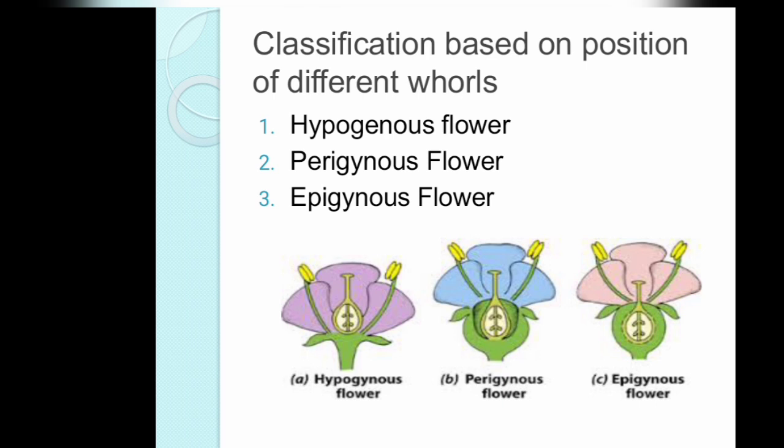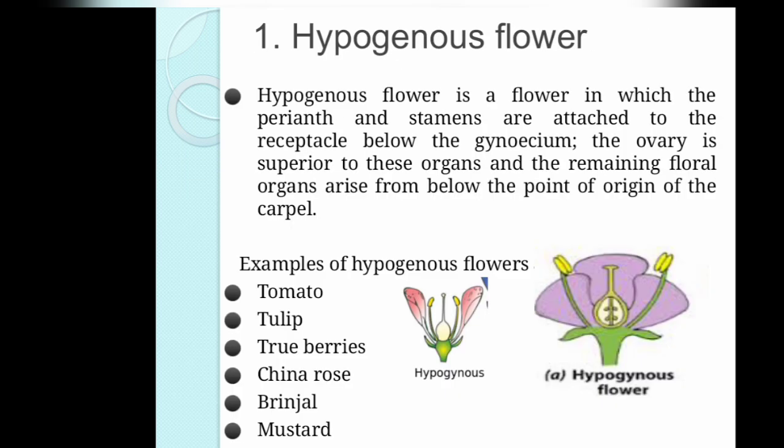In the second type, classification of a flower is done on the basis of the position of different whorls. Those are hypogynous flower, perigynous flower, and the third one, epigynous flower. So see the first one: the hypogynous flower.